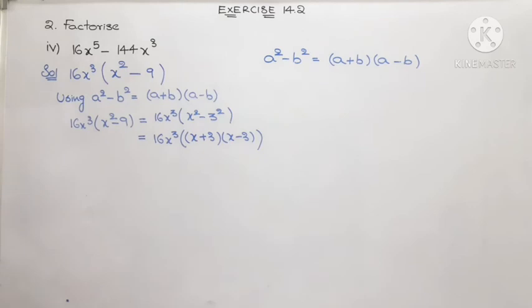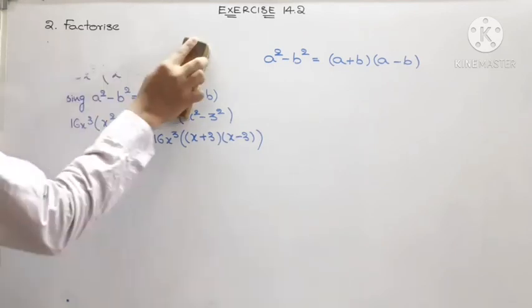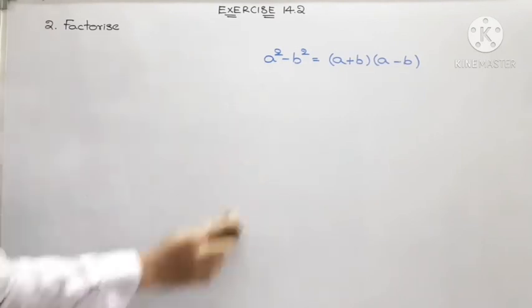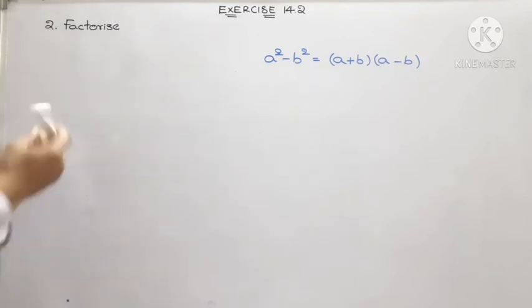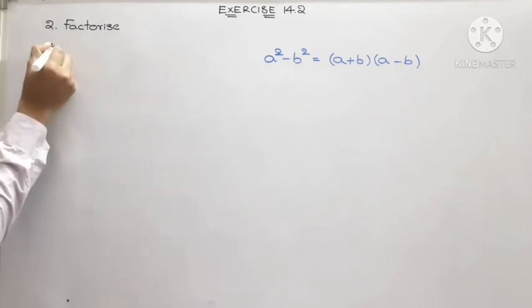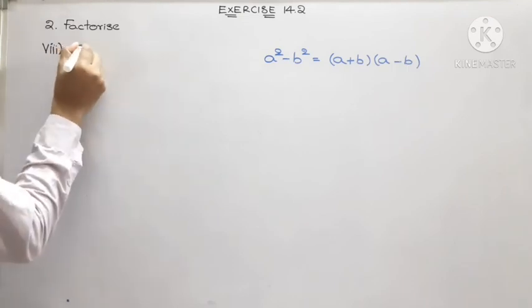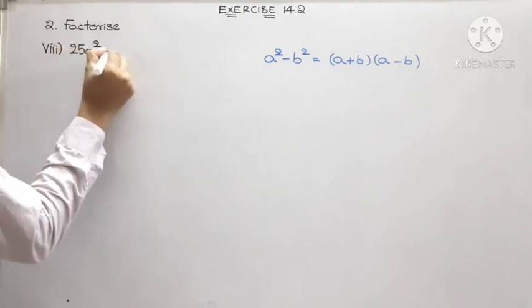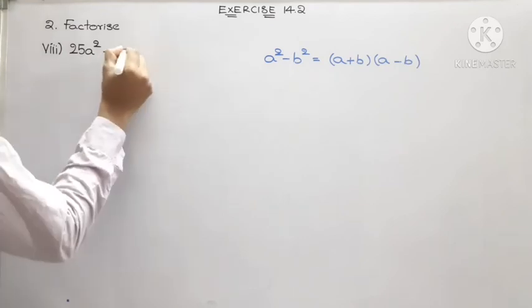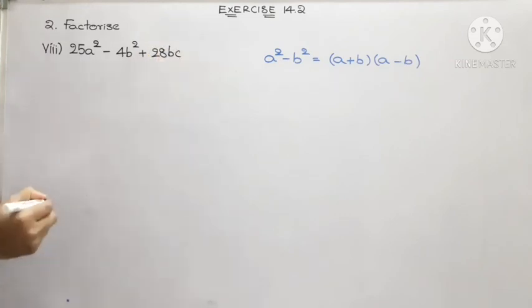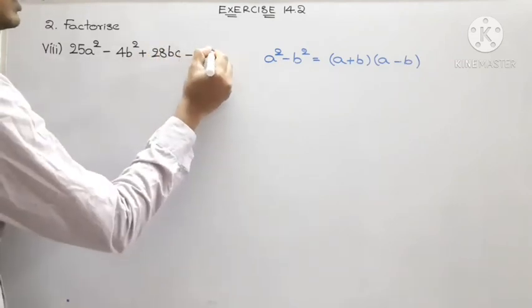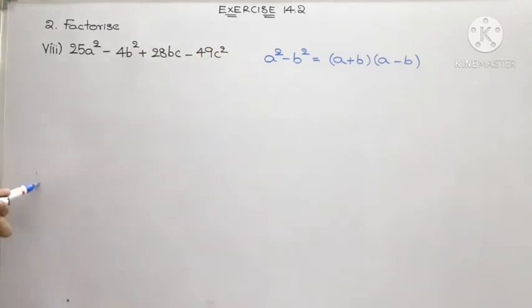Very easy ones. So now I am going to do the 8th one. Check the board carefully. As you know, the leftover problems are going to be your homework. So the 8th one: 25a square minus 4b square plus 28bc minus 49c square.